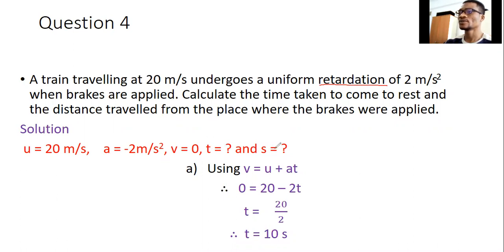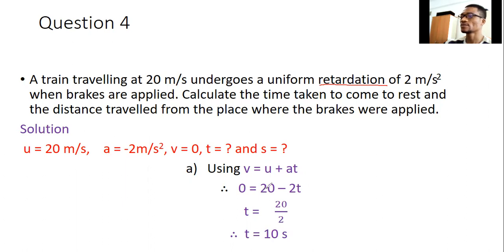So the first one, using v equal to u plus at, that's the first equation. We can use this to calculate our time. So we just substitute our value. Final velocity is 0, 0 here equal to initial velocity, which is 20, plus acceleration, don't forget, is negative. So we have minus 2 times t, which is our time that we're looking for. And then we have 20 here. Again, this is very simple. Okay, let me just show this again.